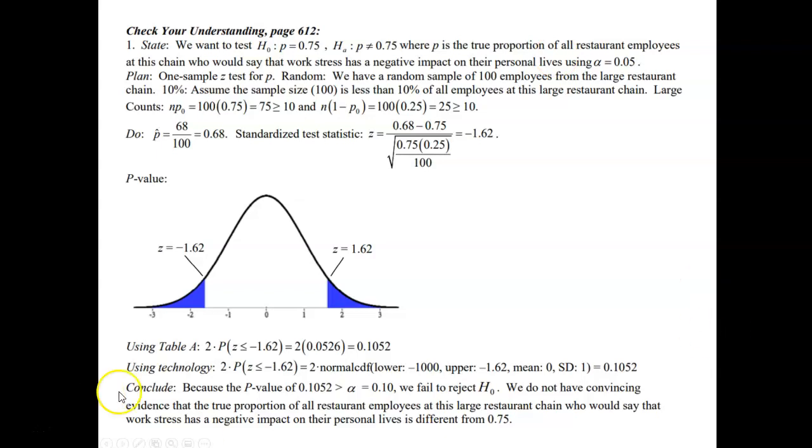So either way, we are going to find out that the area for both of these tails, when you either double one of them or add them together, I guess is another way to do it, comes out to 0.1052. So that is greater than the 10% significance level that we were working with. So in that case, we're going to fail to reject the null hypothesis. We do not have convincing evidence that the true proportion of all restaurant employees at this large restaurant chain who would say that work stress has a negative impact on their personal lives is different from the 75%.